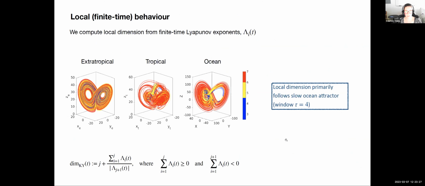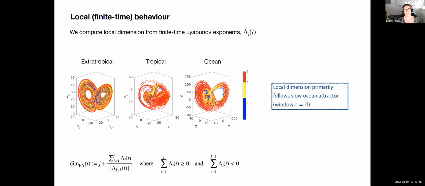That's the wrong way. Here we go. So now we're thinking about our local finite time behavior, okay? That was our asymptotic behavior, but we said that when we're doing our data analysis, we actually are going to calculate the dimension at a particular time along our trajectory, and then we are going to choose our ensemble members from that.